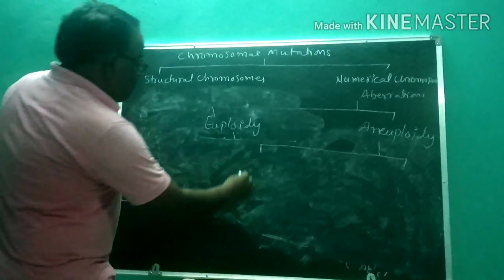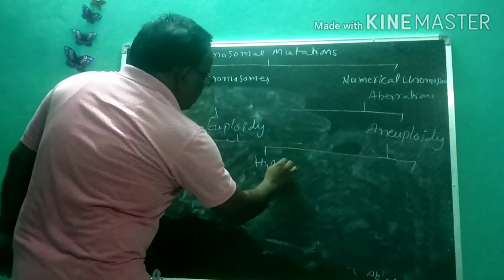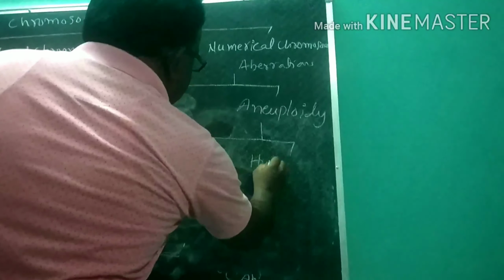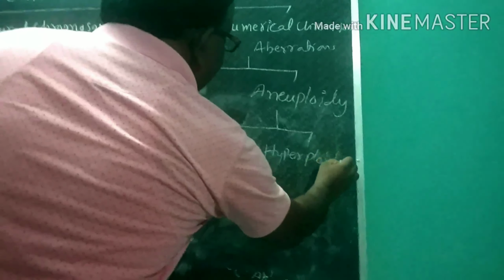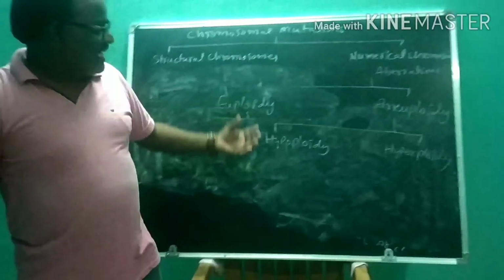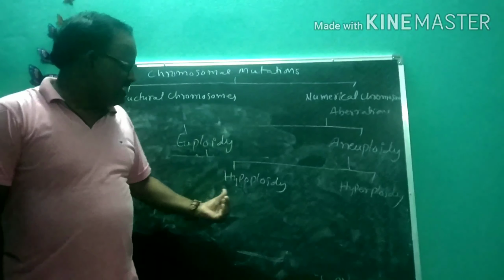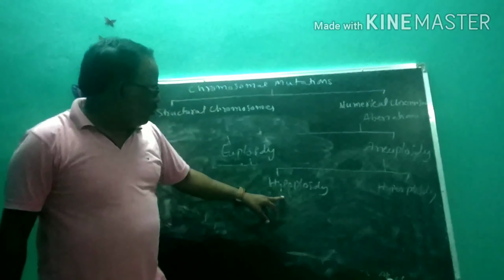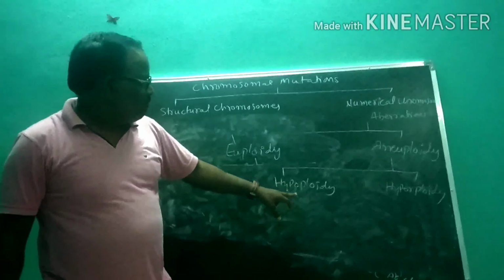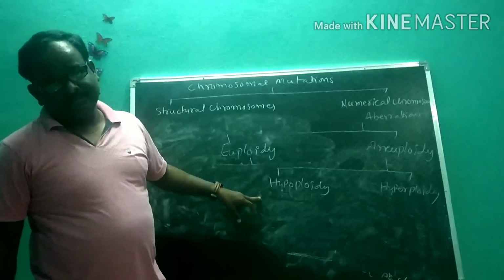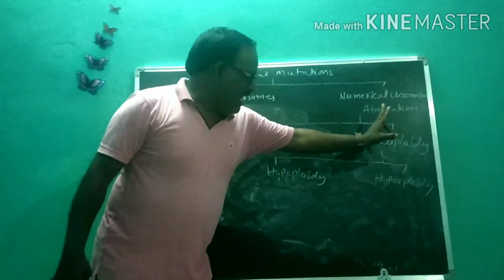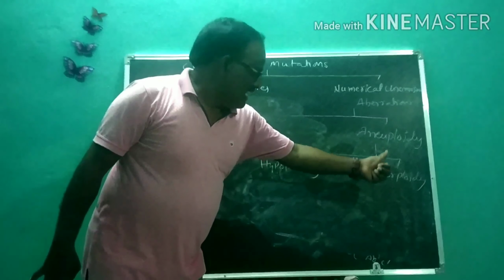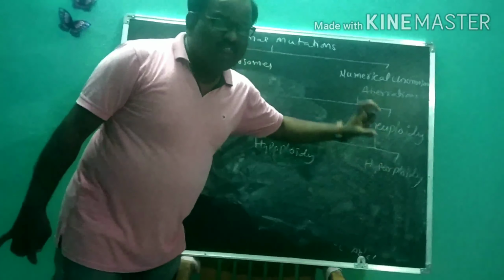That is called hypoploidy, and the second one is hyperploidy. So friends, hypo means less, hyper means more. Simply decrease and increase. Aneuploidy is due to decrease of one or more chromosomes. That is called hypoploidy. At the same time, hyperploidy, aneuploidy is due to increase. Here decrease, here increase. Increase of sex chromosome one or more.